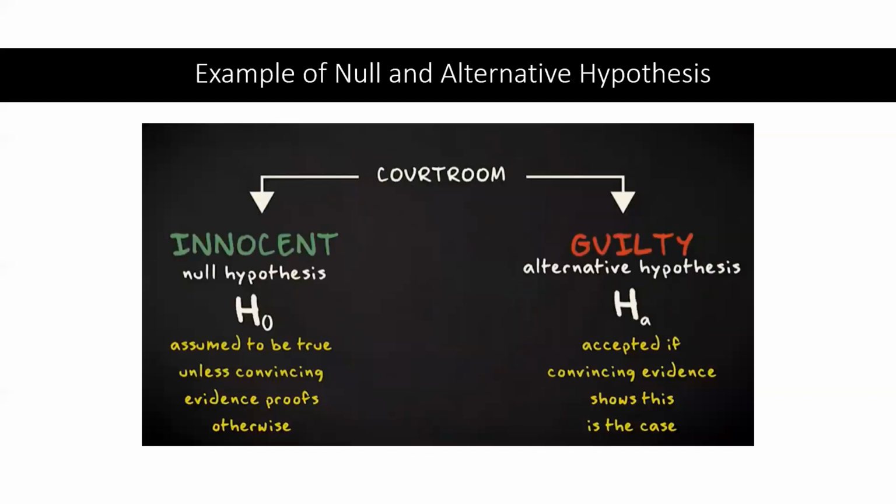We can take an example of a courtroom. Suppose an accused being innocent is the null hypothesis. The accused is assumed innocent unless convincing evidence proves otherwise. So the alternative hypothesis will be guilty. The accused can be either innocent or guilty. So the null hypothesis will be innocent, and the alternative will be guilty.